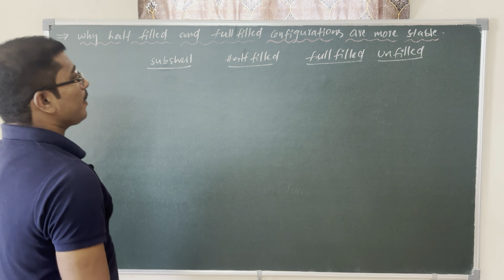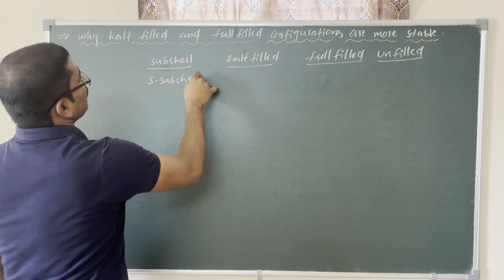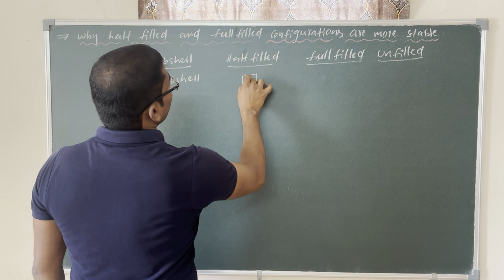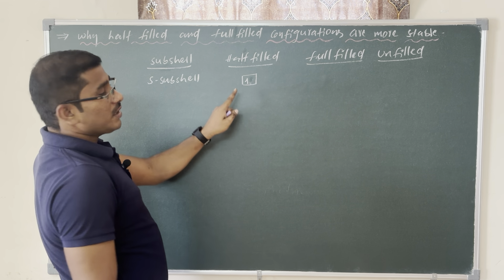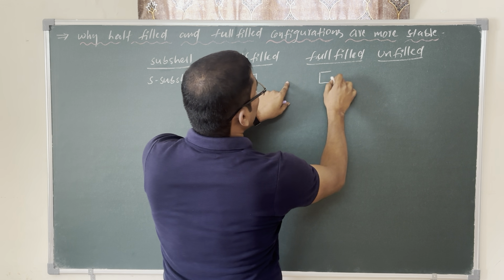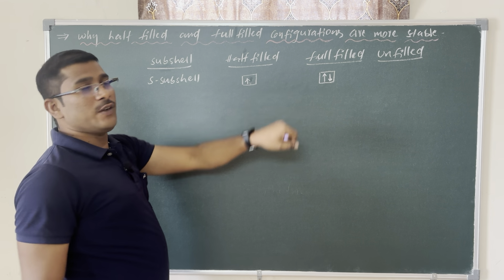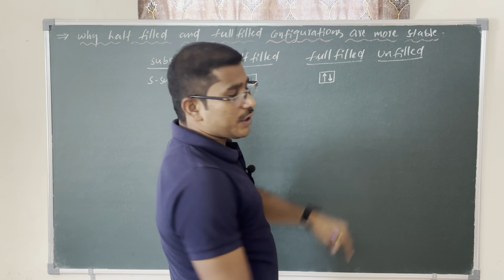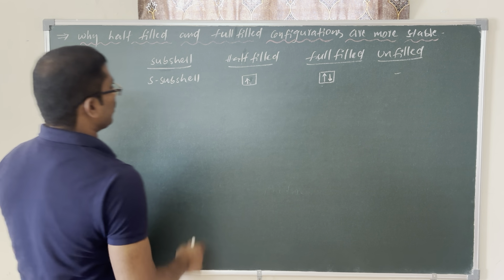Unfilled configurations. For example, I am going to take the s subshell. In the s subshell, only one s orbital is there. Full filled configuration is nothing but the total capacity of one orbital, which is 2 electrons. If only one electron is there, that is called half filled. If 2 electrons are there in that one s subshell, that will be considered as full filled configuration. Other than this, an unfilled configuration is not there; we have to take zero filled configuration.